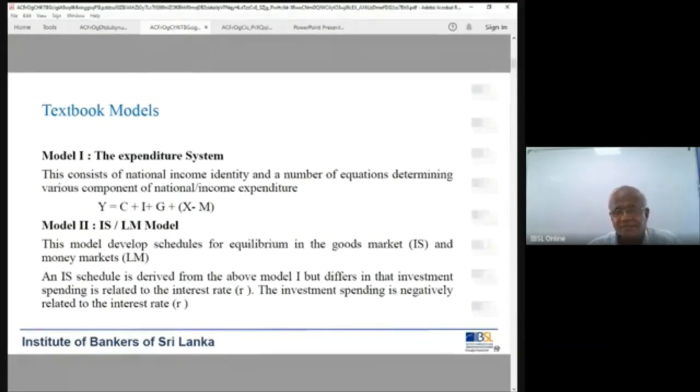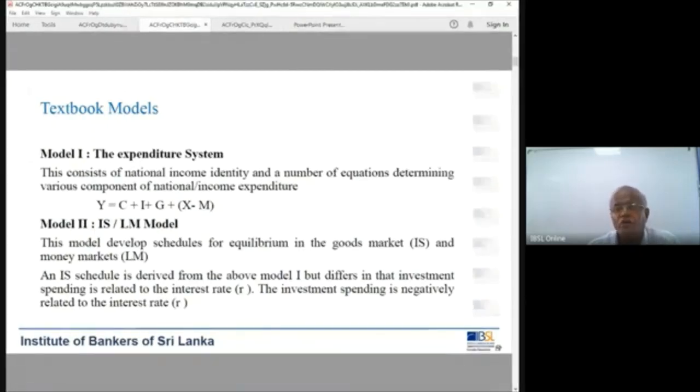Model 1, the expenditure system. I have discussed C plus I plus G plus X minus M, how to calculate the output level if you know the consumption function, investment, government expenditure, exports, and imports. We discussed examples. This consists of the national income identity and a number of equations determining various components of national income expenditure. If you calculate income, we can calculate the investment ratio, savings ratio, level of exports, level of imports. All the other variables could be calculated.